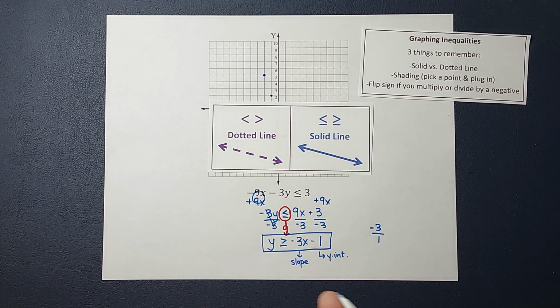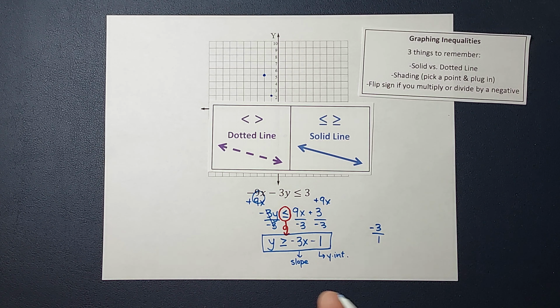So this one, we've got y is greater than or equal to, so it is going to be a solid line. So here we go. It's going to look a little something like that, right?